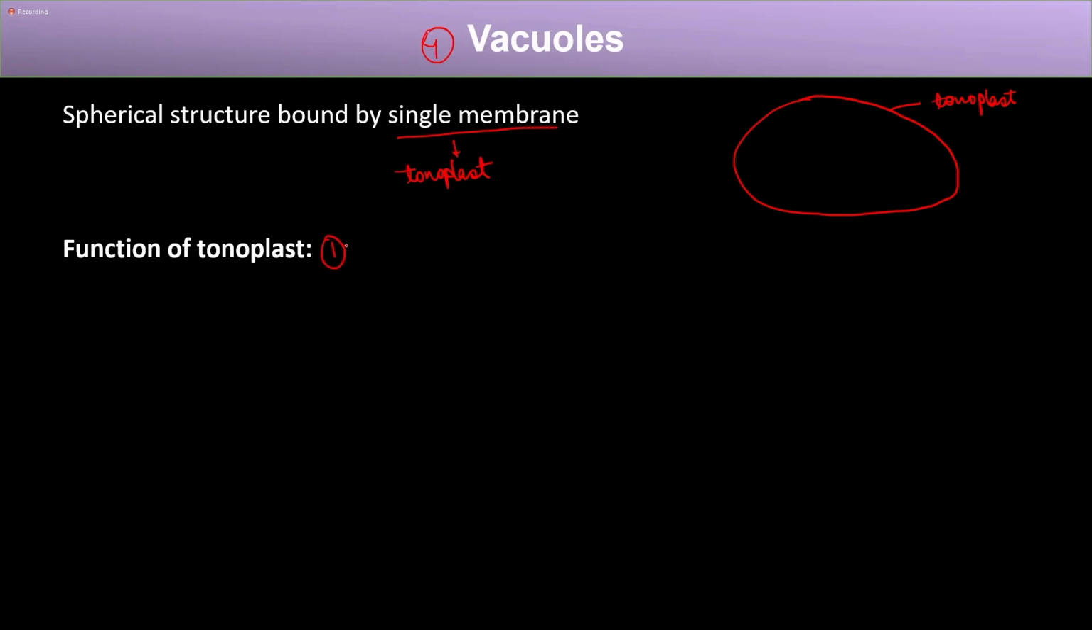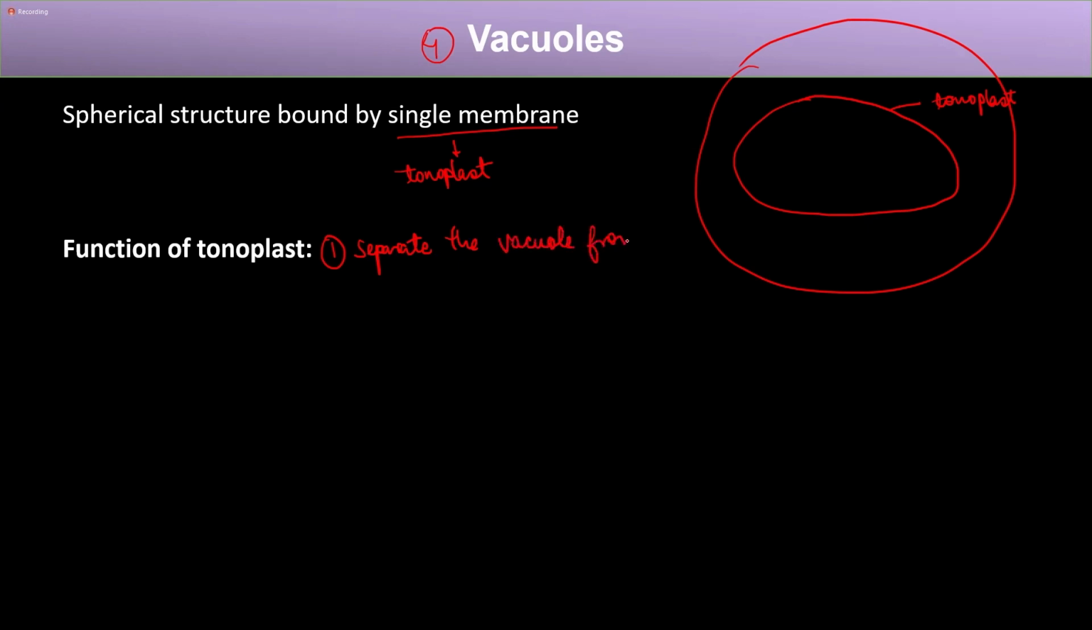The first function of the tonoplast is it separates the vacuole from the rest of the cytoplasm, right? So if you have a cell, it separates the vacuole from cytoplasm. So this is the first function of the tonoplast.